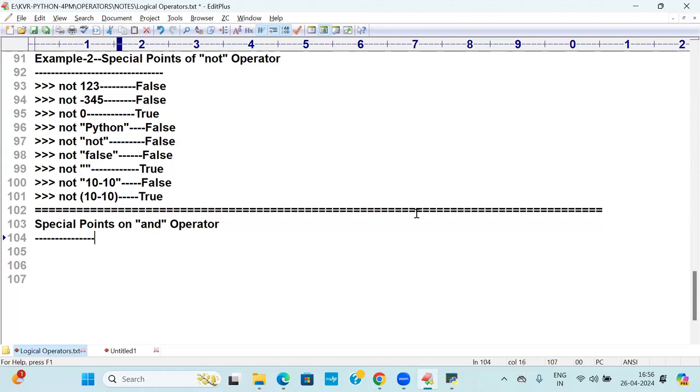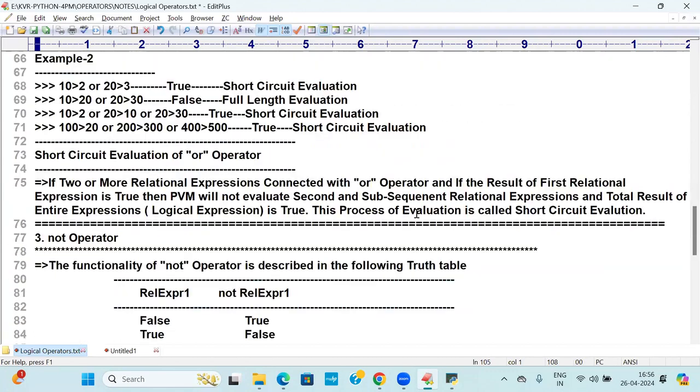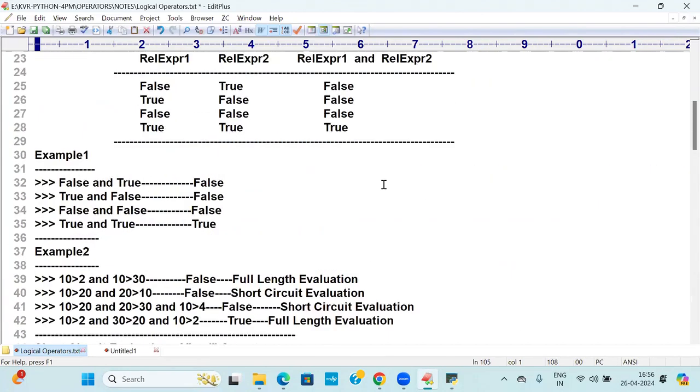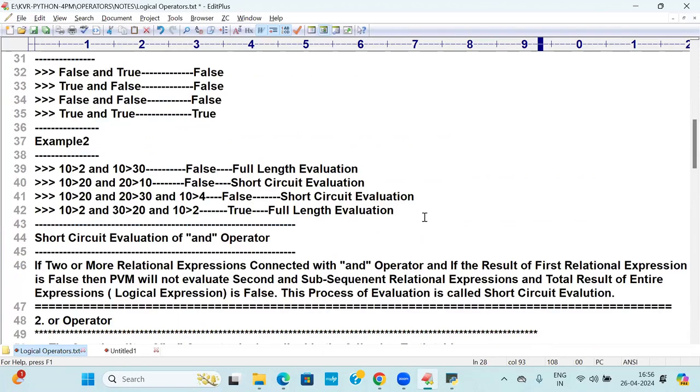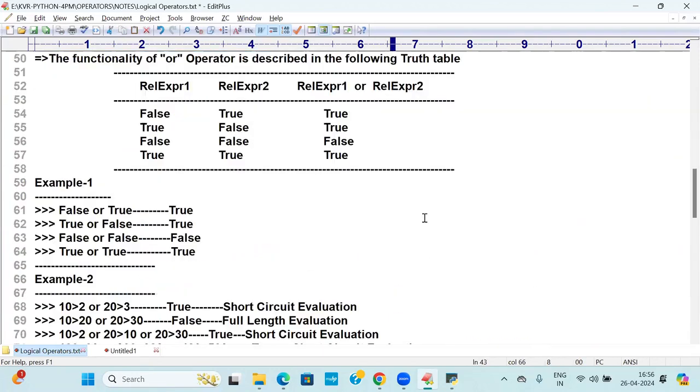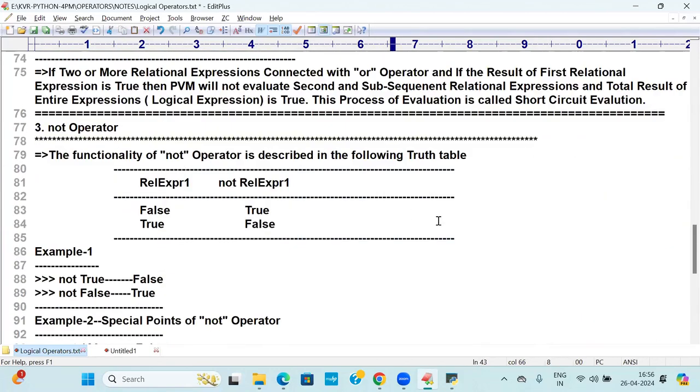And operator. Be careful. Try to follow me carefully. Here I am writing. So just have a revision of the AND operator once. False and true, true and false, false and false, true and true. And you have seen short circuit evaluation. Everything. Shall I move forward?